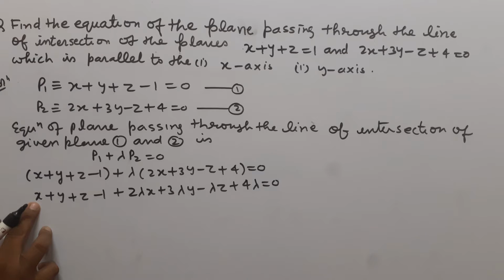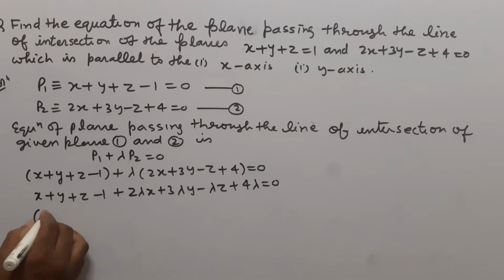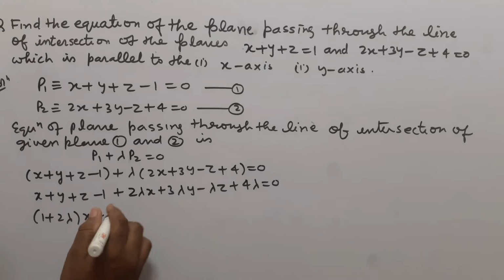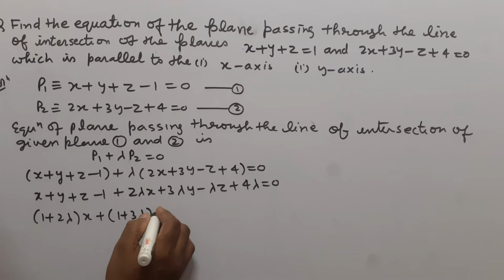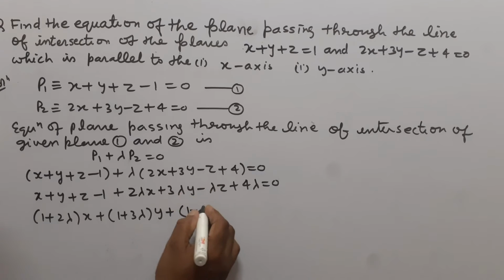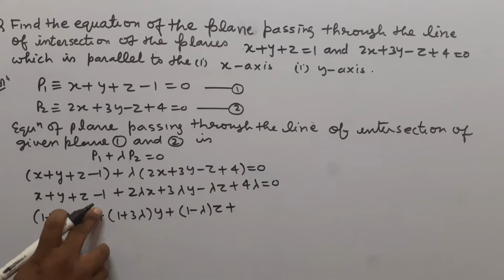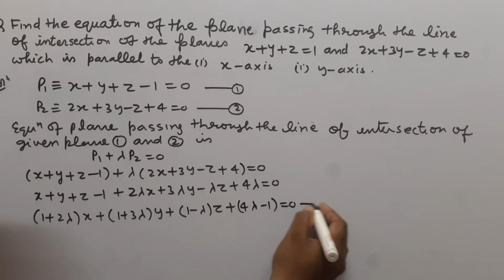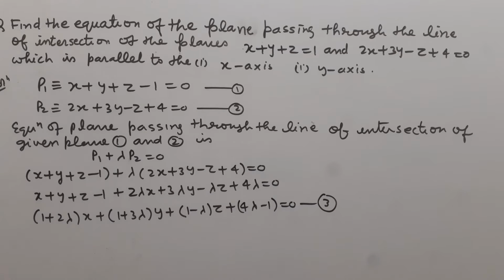Now taking common x from x and 2 lambda x, we write here (1 plus 2 lambda) x. Similarly, taking common y from these two terms, we get (1 plus 3 lambda) y. Taking common z from this term and this term, we get (1 minus lambda) z plus the constant term, which is 4 lambda minus 1. So this is the equation of the required plane which is passing through the line of intersection of the two given planes 1 and 2.